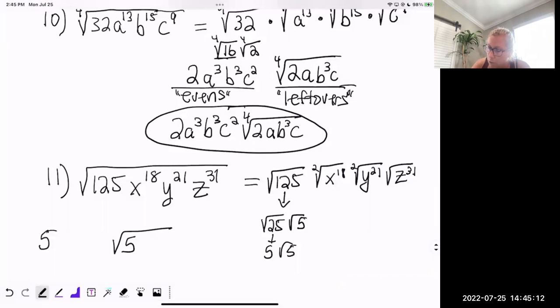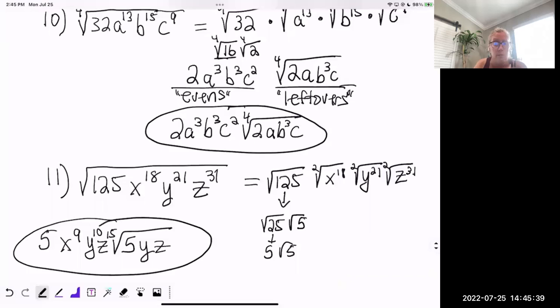There's a 2 here that we don't write. This will help us. How many 2s are in 18? Or 18 divided by 2 is 9. That's an even. How many 2s are in 21? That would be 10 with 1 left over. And how many 2s are in 31? That'd be 15, that's 30 with 1 left over. And if you got that answer, you did it right.